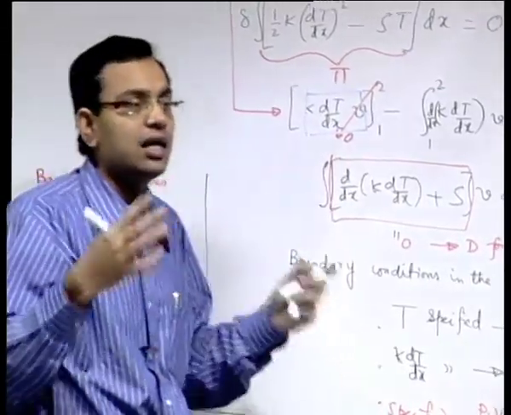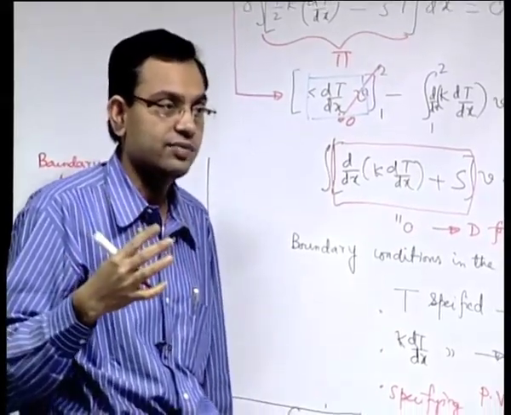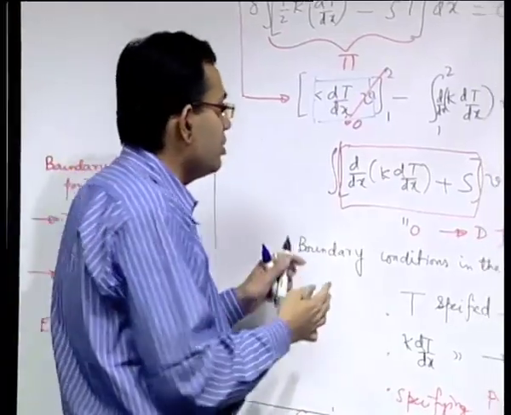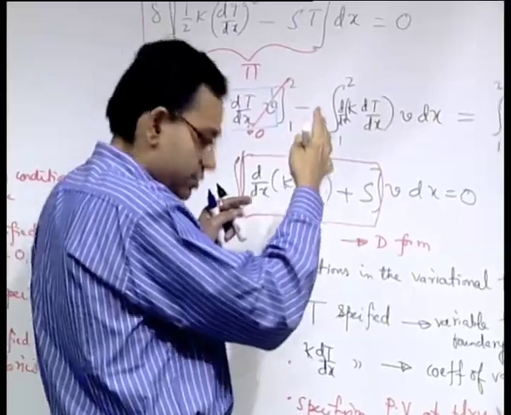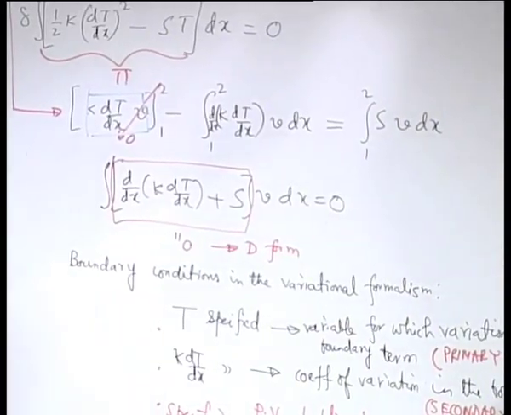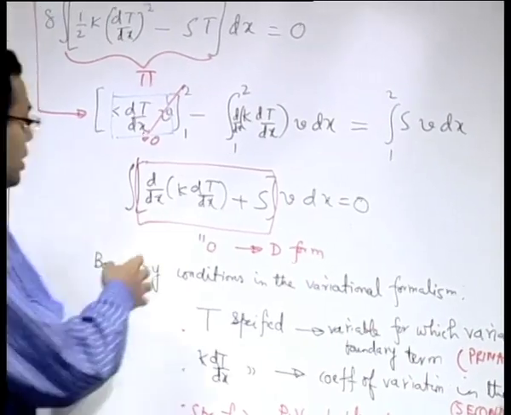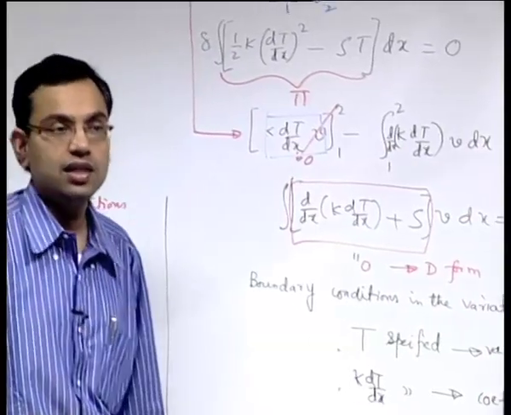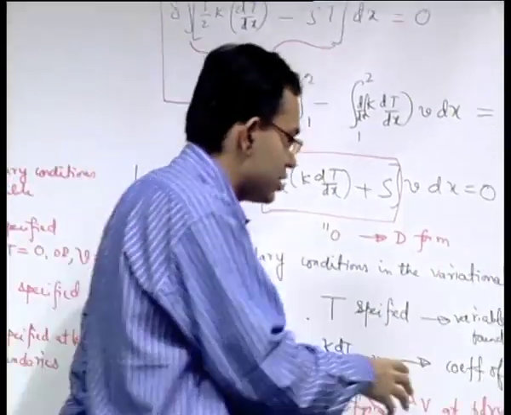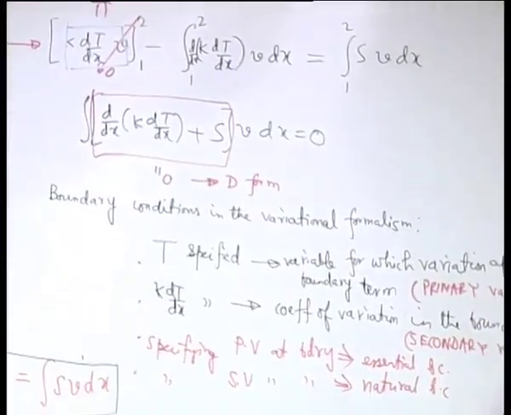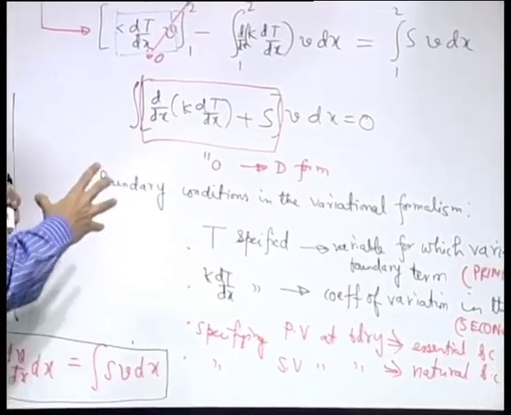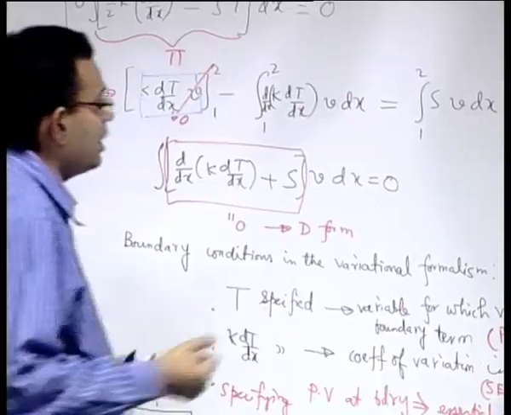You can recall from the physical understanding that k dt dx is minus of the heat flux. So, specifying the heat flux, you are not having to specify it by any separate mechanism. The term k dt dx automatically appears in the boundary expression, so that you can substitute it there. So, that is called a natural boundary condition. So, we have got an understanding of the different types of variables and the corresponding boundary conditions in a variational formalism.